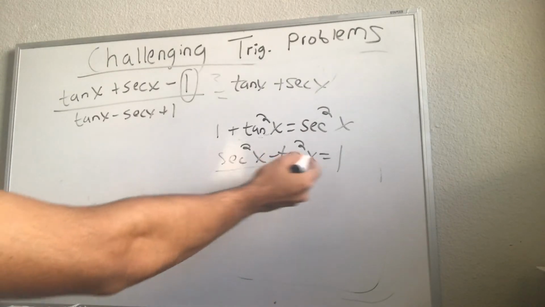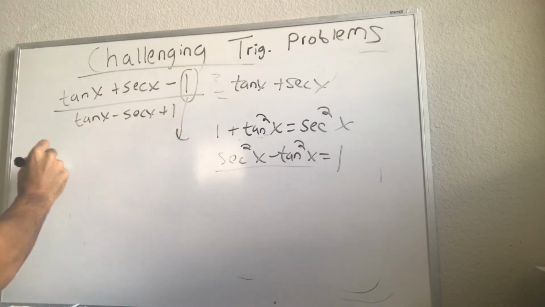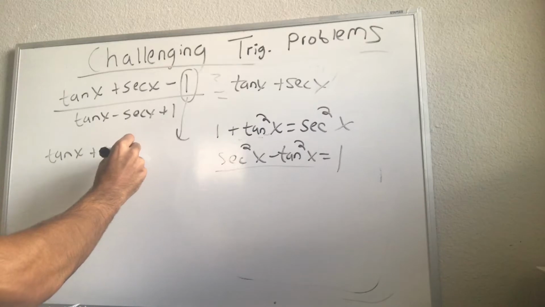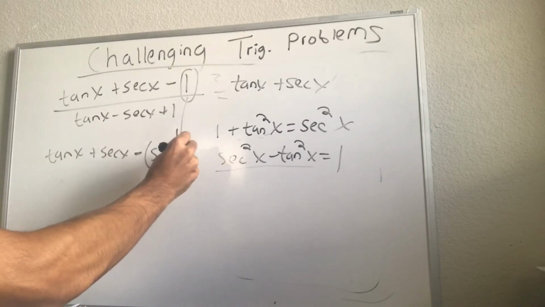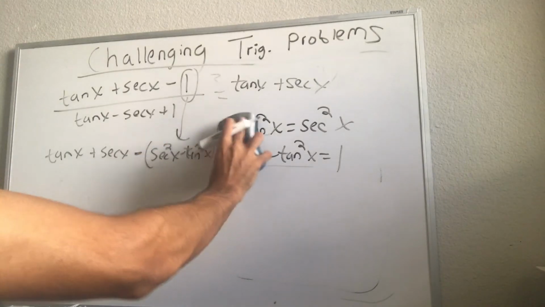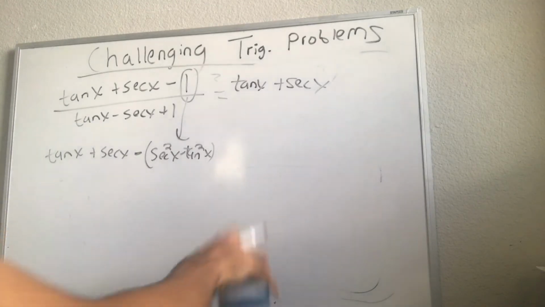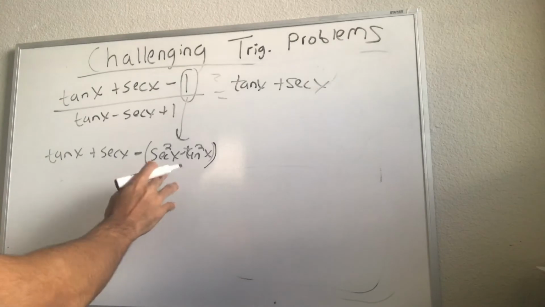So if we know that this is equal to 1 here, clearly we can write that here. So we have tangent of x plus secant of x minus secant square x minus tangent square x, because this is essentially just 1, right? That's just 1.